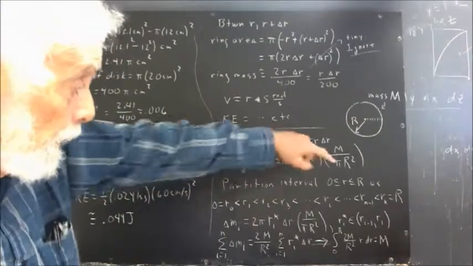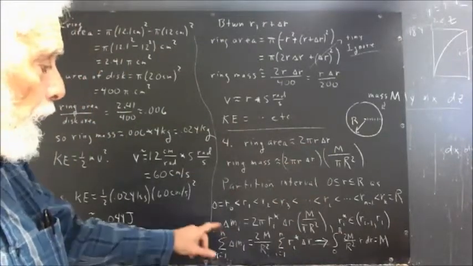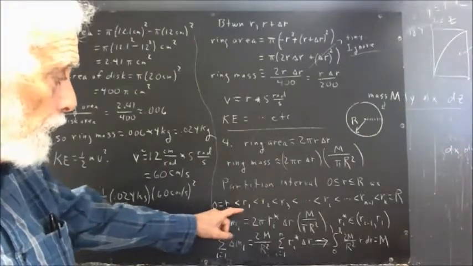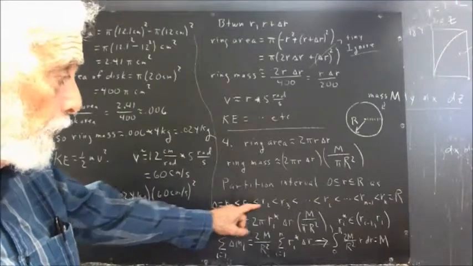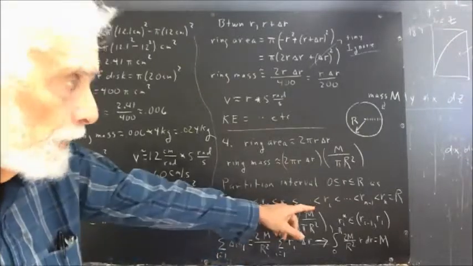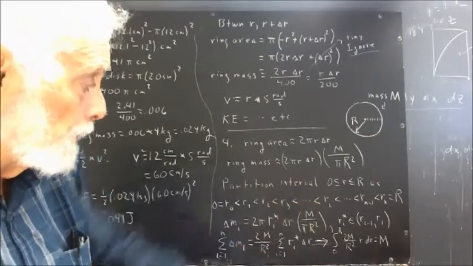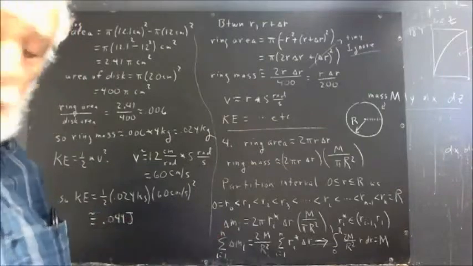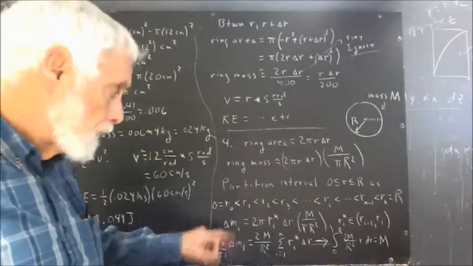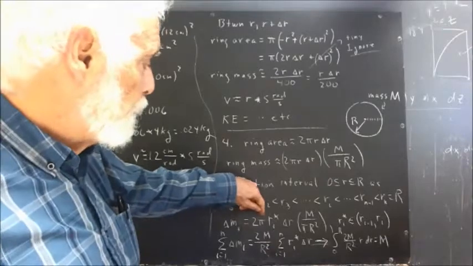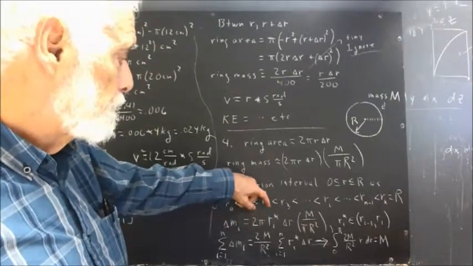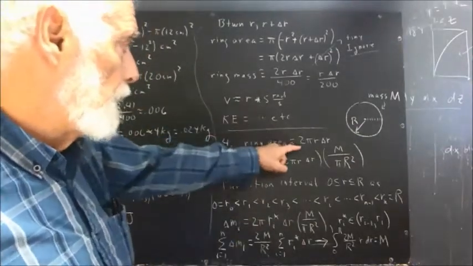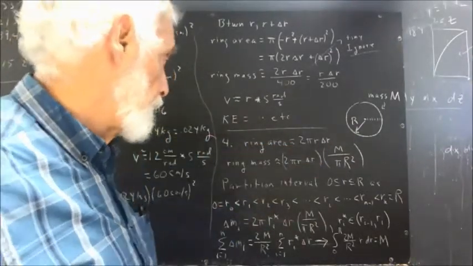So we've partitioned this interval, and we want to find the mass of the ith interval. The first interval runs from R0 to R1, the second interval from R1 to R2, so the ith interval is going to run from R sub i minus 1 to R sub i. The mass in that interval is going to be 2 pi times R sub i star delta R, and that corresponds to this expression. That's the ring area for a typical ring.